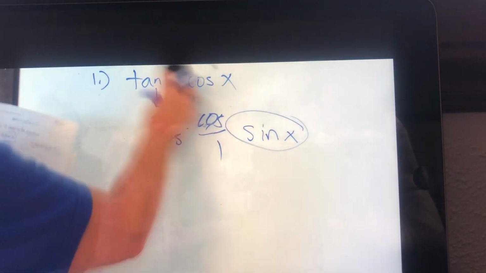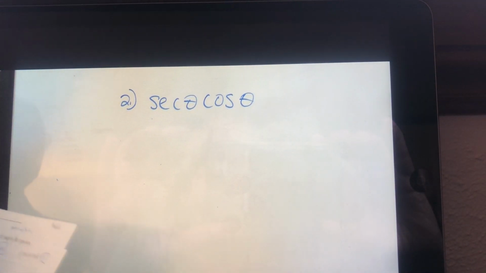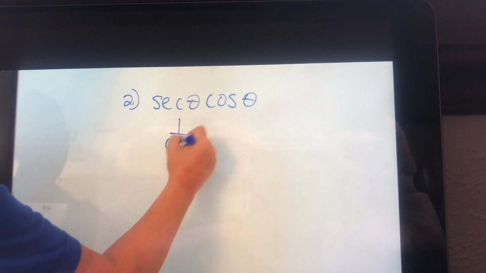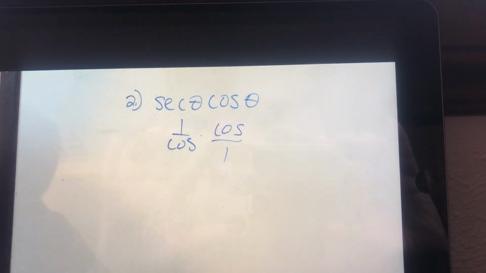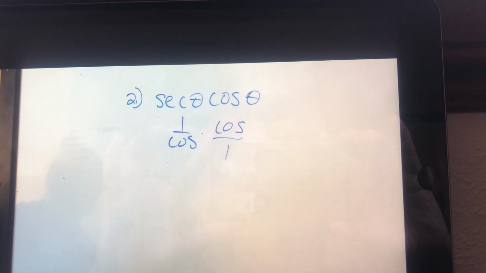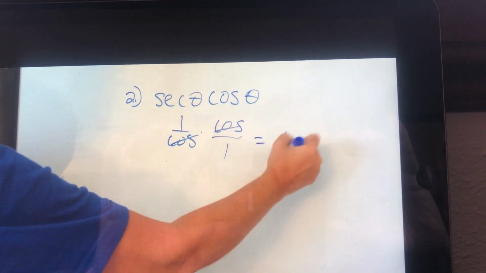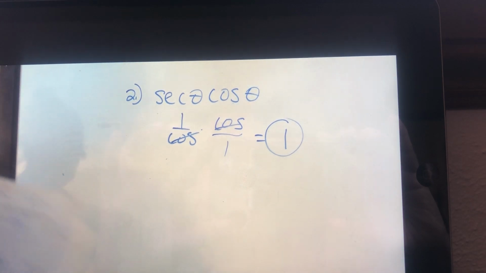All right. Number 2. We've got secant theta times cosine theta. This is one where the reciprocal identity does work. Secant is 1 over cosine. We're going to times it by cosine. I put it over 1. You don't have to, but putting it over 1 helps you kind of see whether it's in the top or bottom of the fraction. So cancel those. And number 2, you should have gotten 1. All right?